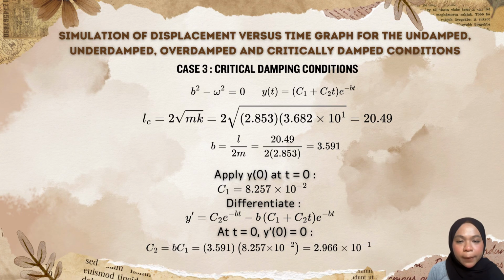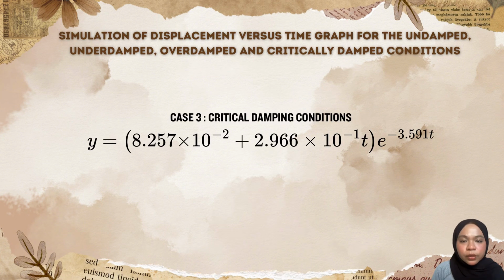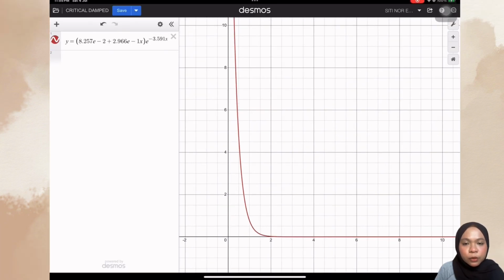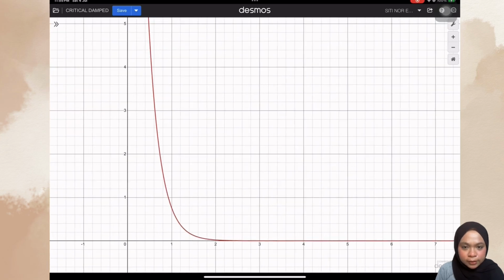At t equal to 0, y prime equal 0, we will get C2 equal to 2.966 multiplied by 10 to the power of negative 1. Substitute the value in y, we will get y equal to 8.257 multiplied by 10 to the power of negative 2 plus 2.966 multiplied by 10 to the power of negative 1 t, e to the negative 3.591 t. We enter the final general solution for critical damping condition in Desmos to get the graph of critical damping motion.